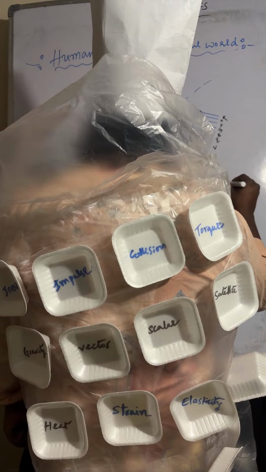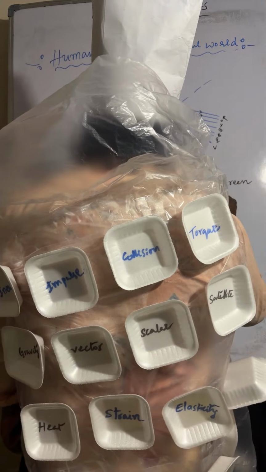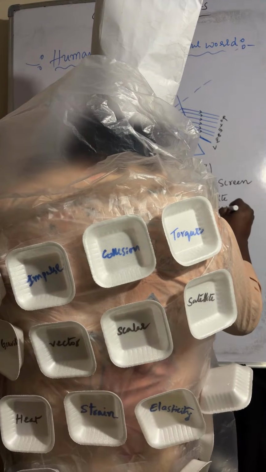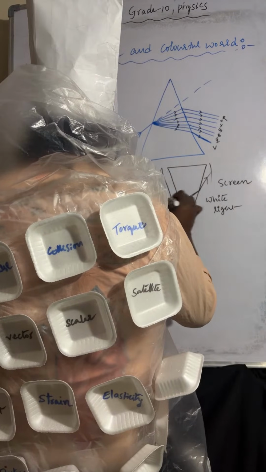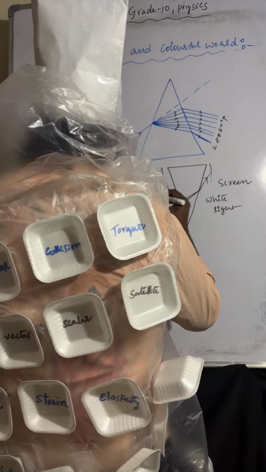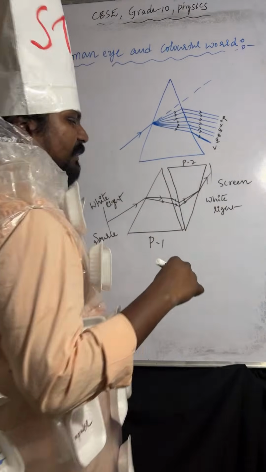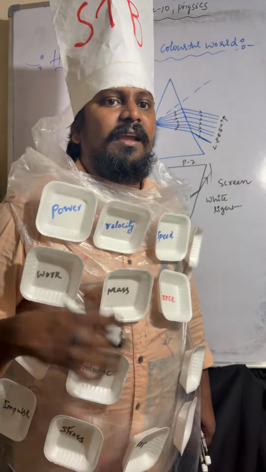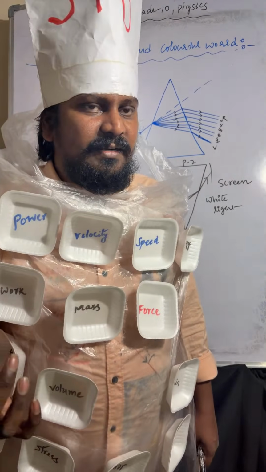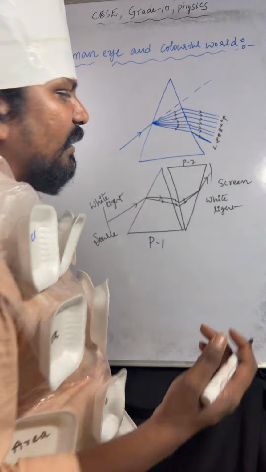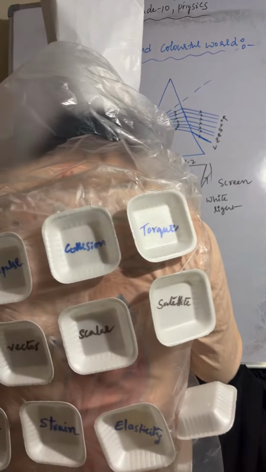Okay, and here I am taking the screen, white light. So you can observe: prism 1, prism 2, prism 1 and 2. Recombination of spectrum of white light. Understood?